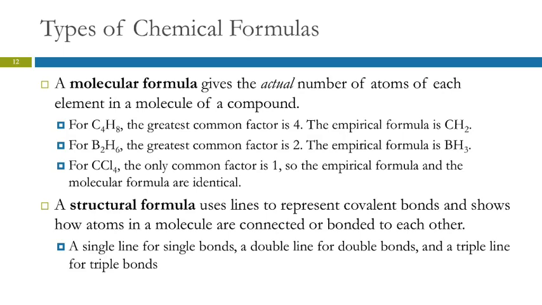Structural formulas can be drawn in a couple of different ways. Typically, we use a line to show a covalent bond, and we use the element symbols to indicate the atoms. A single line is for single bonds, a double line for double bonds, and a triple line for triple bonds.